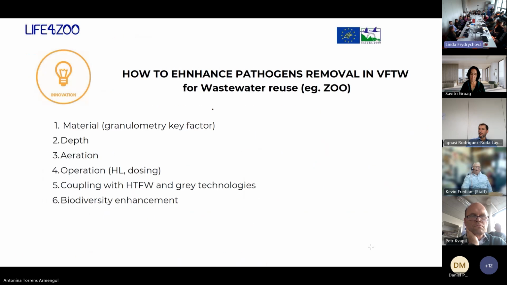And I think these are the key factors. So the key message for vertical wetlands for zoos is that the material is a key factor. We need deeper filters, maybe aeration, we will see. And maybe at the end, coupling with horizontal wetlands or other technologies if we want to achieve almost potable water quality. And we can also think of a strategy of biodiversity enhancement, like the worms, to do more removal with a natural approach too.